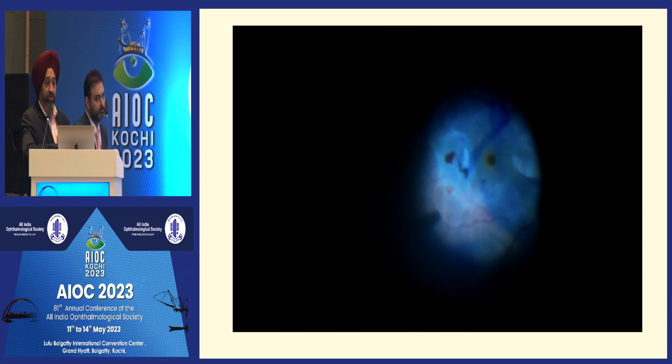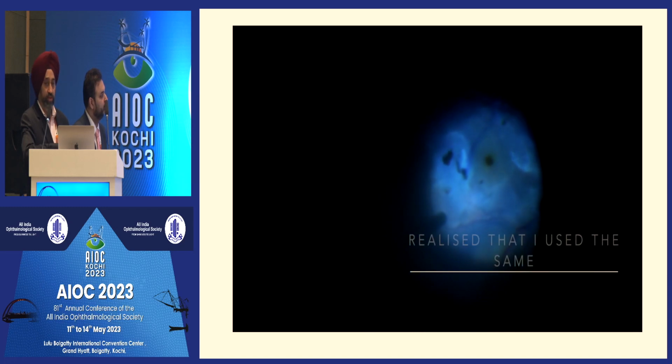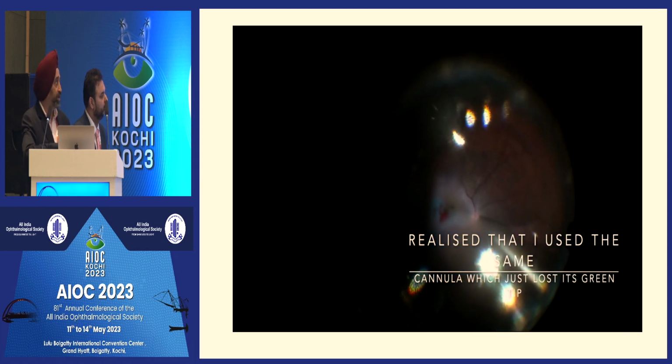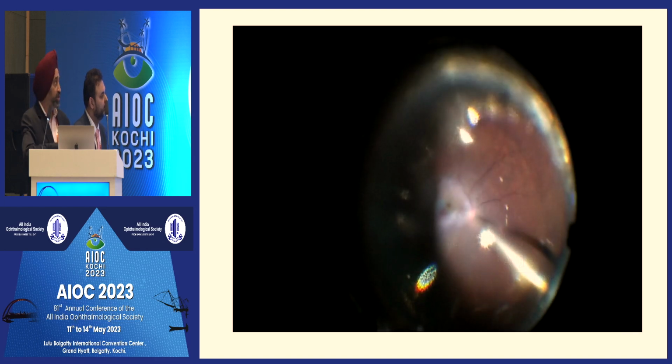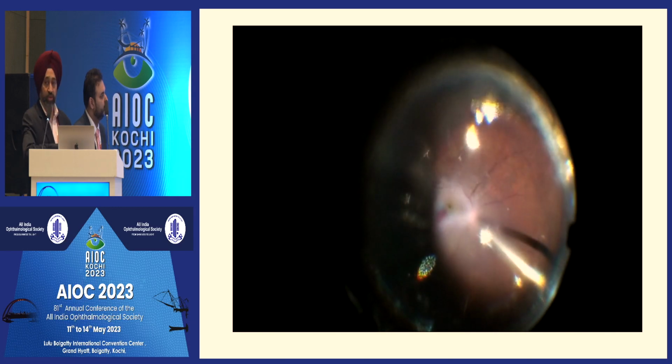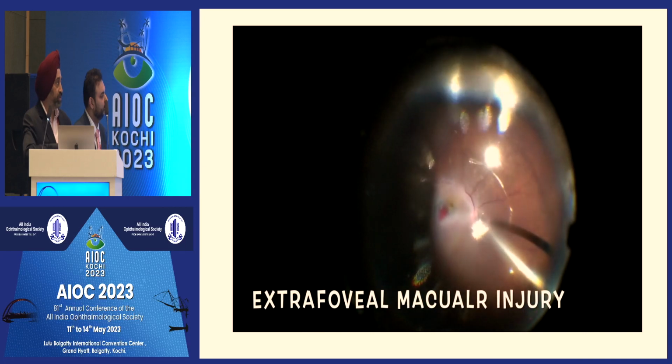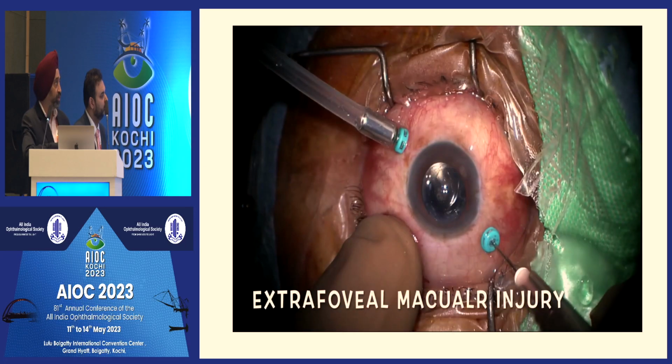When it went in with a jerk, because there was no green tip, I was using that force, so it went in and caused a kind of blast there, little to my luck, a little temporal to the macula. Because it was a macular injury, I didn't have to do much, because the ILM had already been peeled. I closed this eye and hoped it would do well.